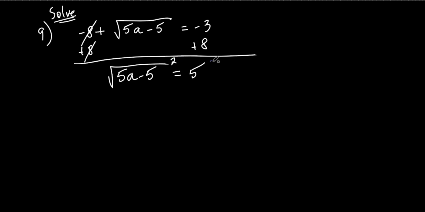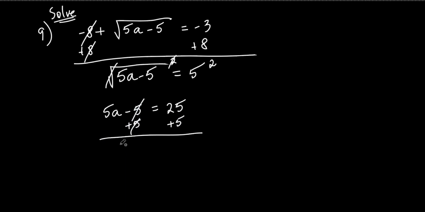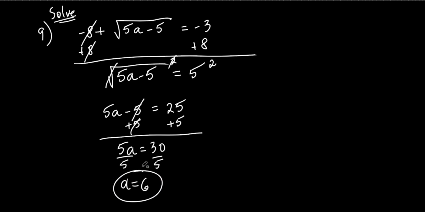So I square this side, I square this side. The square gets rid of the square root, so I just have 5a minus 5. And this, 5 squared, is just 25. And now the rest is a piece of cake, right? We can do this pretty quick, can't we? Add a 5 to both sides. The 5s add up to 0 and cancel out. Bring down the 5a. This is 30. Divide by 5. A is 6. And there you go. And that's your answer.